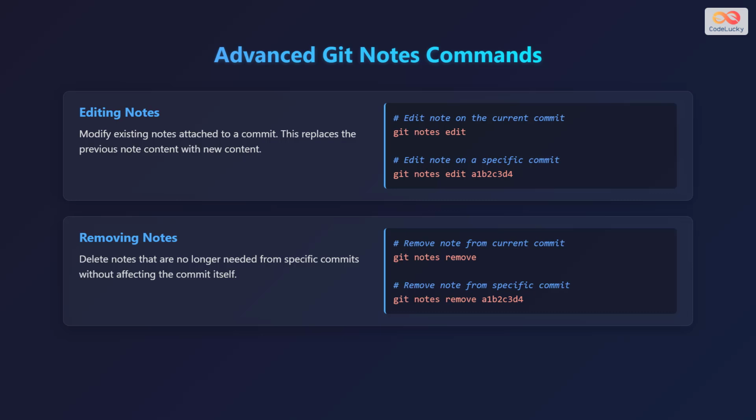Next, how to remove notes. You can delete notes that are no longer needed from specific commits without affecting the commit itself. To remove a note from the current commit, use the command git notes remove. To remove a note from a specific commit, use the command git notes remove, followed by the commit ID, a1b2c3d4.